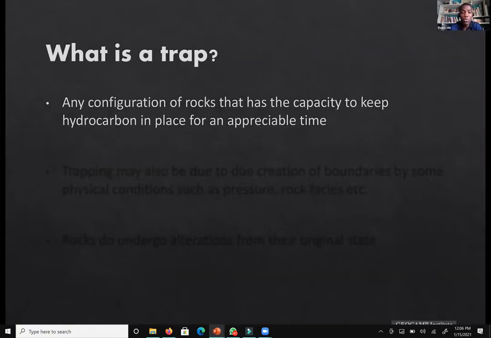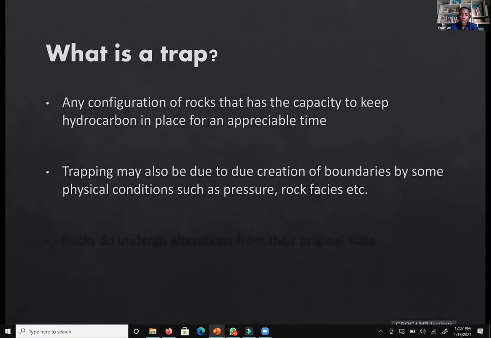We're referring to the rocks taking on different geometries or different configurations in a way that if a fluid such as oil or gas finds its way into that arrangement, it will not escape. So a trap is any configuration of rocks that has the capacity to keep hydrocarbon in place for some good length of time, until we, the geologists, or the geophysicists, or the engineers go find that hydrocarbon.